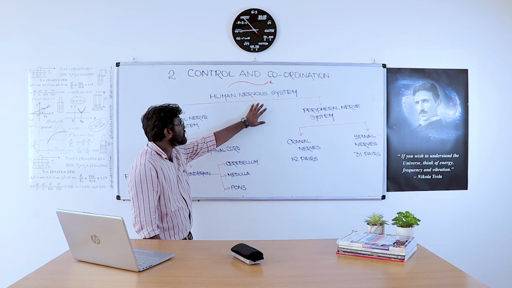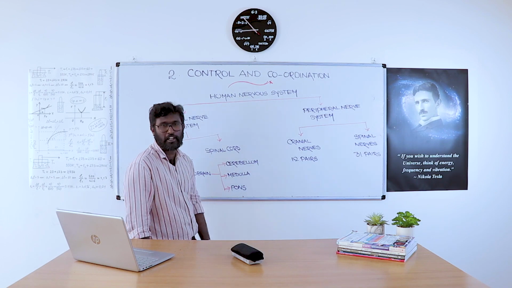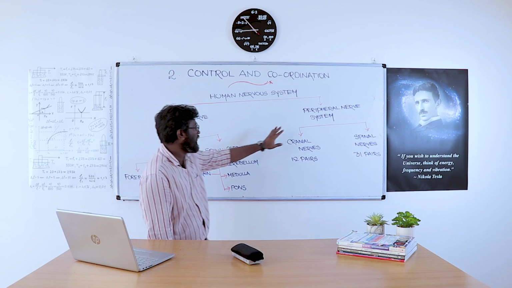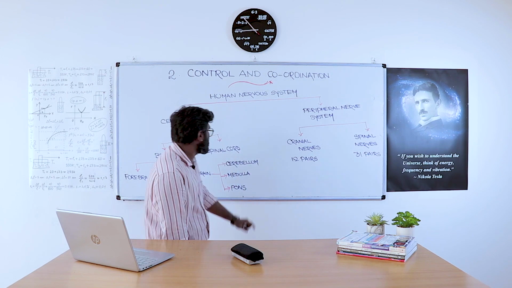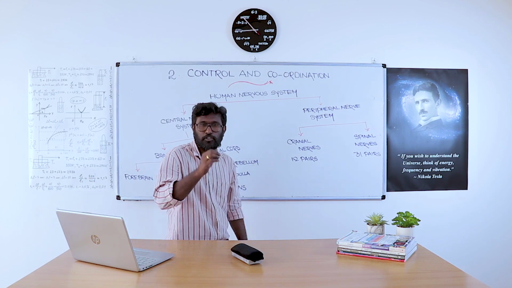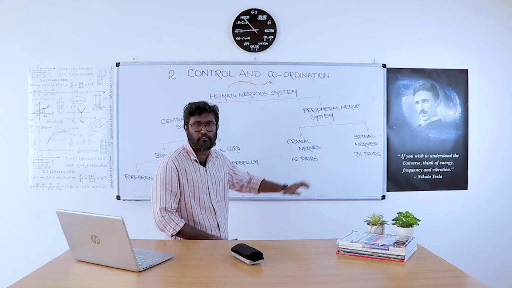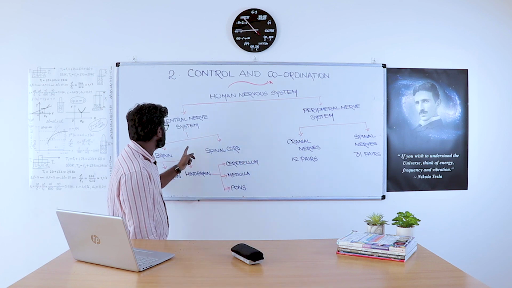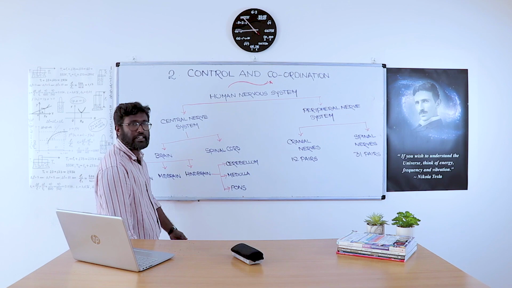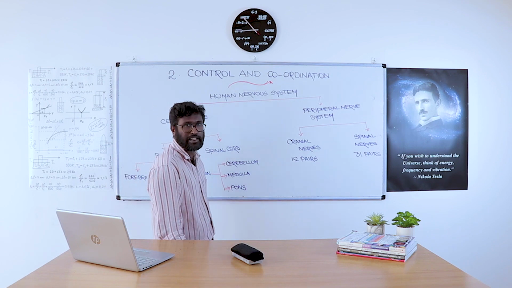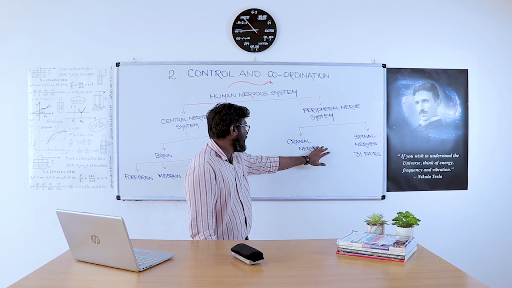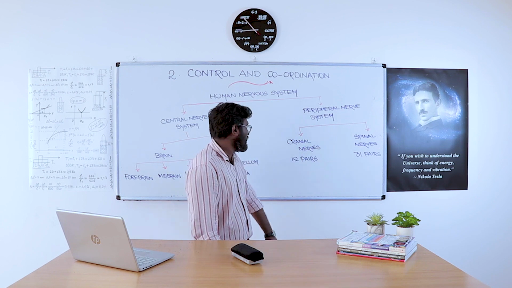Now, moving to the human nervous system. The human nervous system is classified into two: CNS and PNS, the central nervous system and the peripheral nervous system. The central nervous system consists of the brain and spinal cord. The peripheral nervous system consists of cranial nerves and spinal nerves.